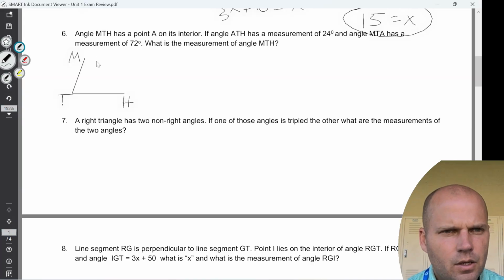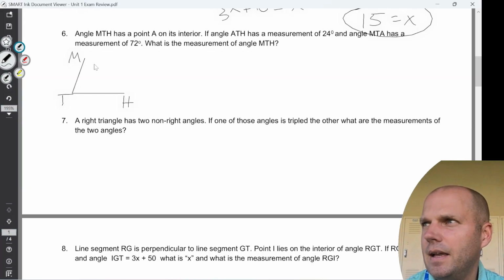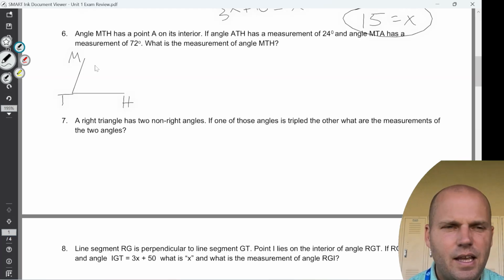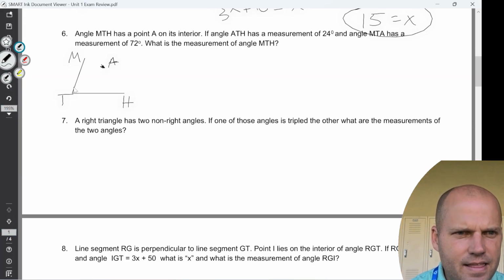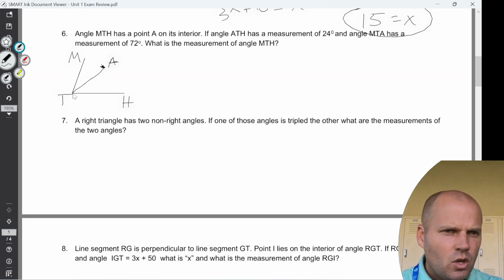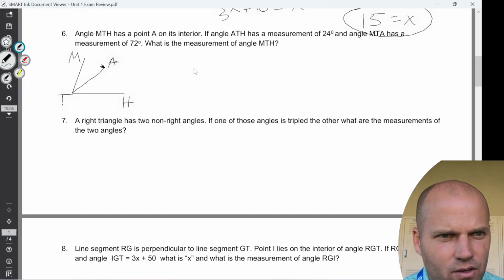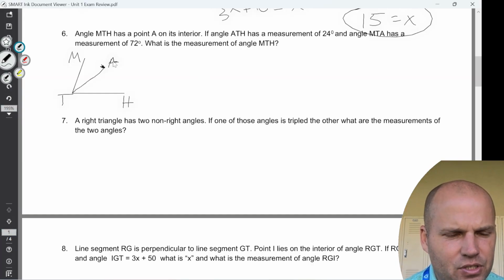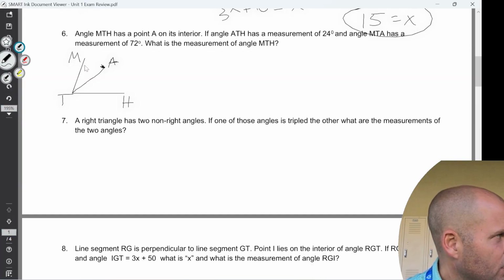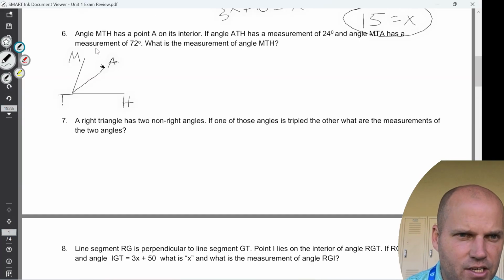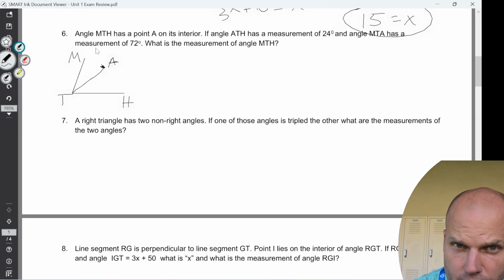MTH. Maybe it should have been MAH. Whatever. A in its interior means that A lies somewhere in the angle, and we create this segment TA, where we have the equation angle MTA plus angle ATH equals angle MTH. So the larger angle MTH is split into two smaller angles.